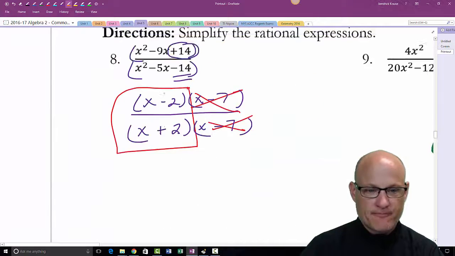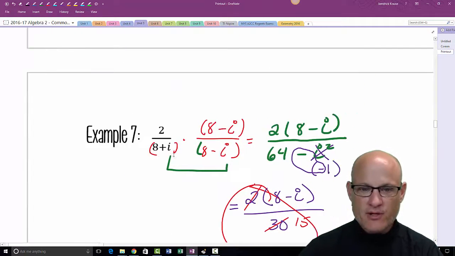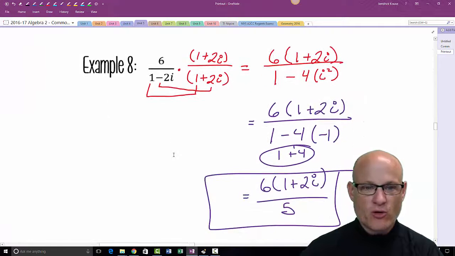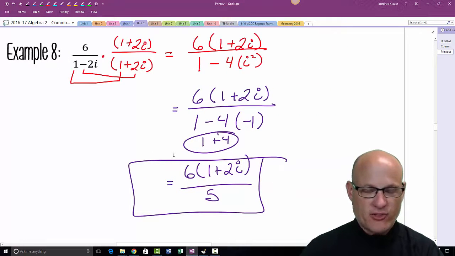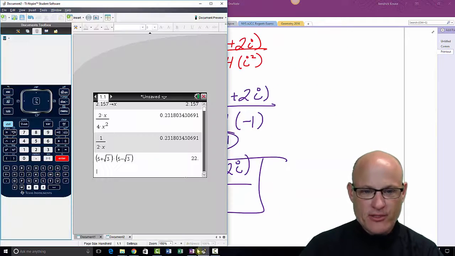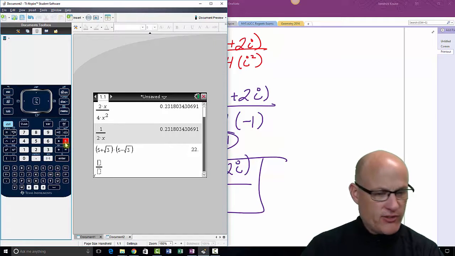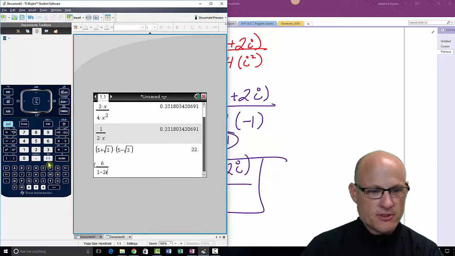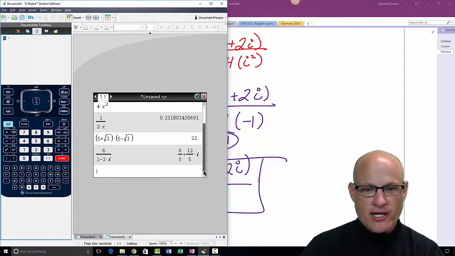On your notes it says type in 6 over 1 minus 2i, which was what number 8 was, I believe. Example 8. Let's go back up to example 8. So let's type that into our calculator and just see what we get. So control division, and it's 6 over 1 minus 2i. 1 minus 2, and then the i's down here. And I hit enter. And 6/5 plus 12 over 5.